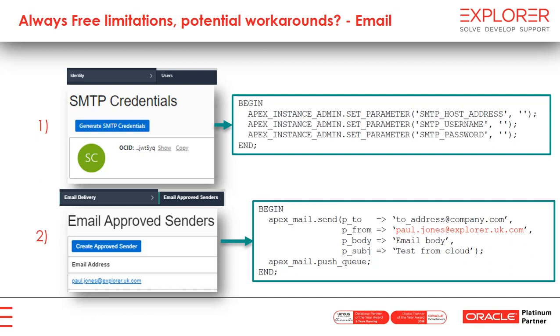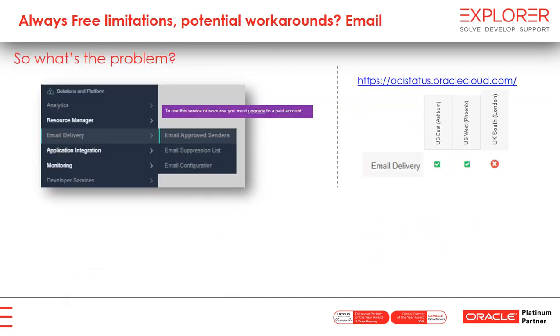Then go into your email delivery and add an approved sender. The approved sender is the email addresses from which emails can originate from your database. And then you can happily use the Apex mail package as you would as normal in order to send emails. So what's the problem then? Well, there are a couple of problems at the moment.